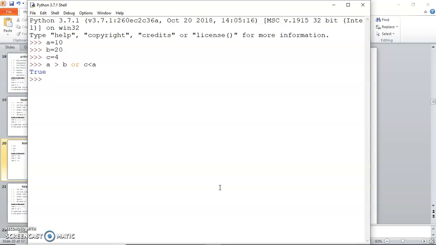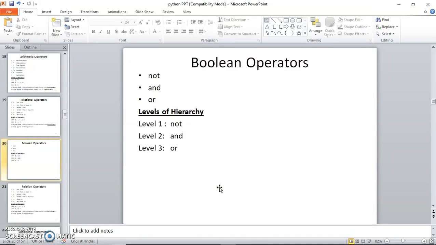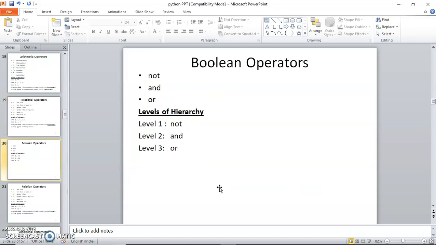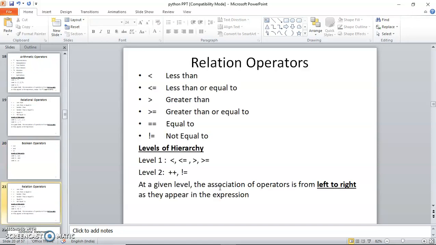Okay, that is how you combine conditions with not, and, or. And remember, not is at the highest level, and after that, and, or after that. That is about Boolean operators. We'll be making extensive use of these relational operators and Boolean operators, because without them our programs won't be taking any direction.